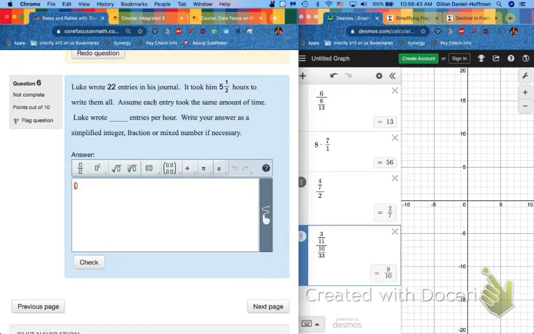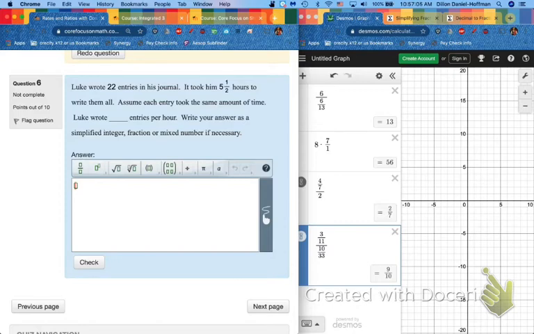Luke wrote 22 entries in his journal. Wow, he's a reflecting guy. Good job, Luke. It took him 5.5 hours to write them all. That is commitment. Assume each entry took the same amount of time. Again, highly unrealistic, but for the sake of the math problem, we'll just go with it. Luke wrote blank entries per hour. Write your answer as a simplified integer, fraction, or mixed number if necessary.